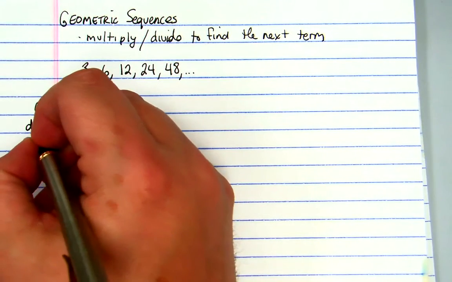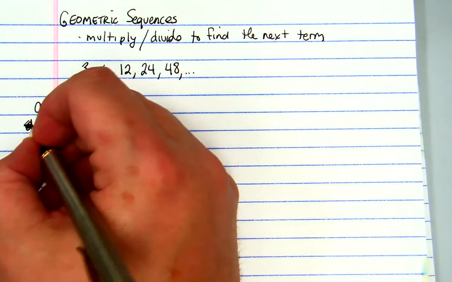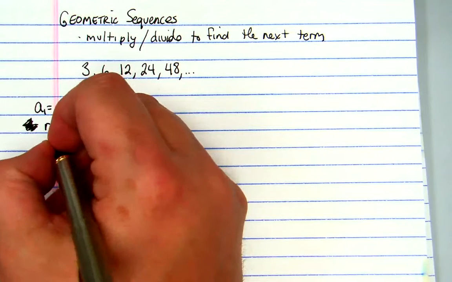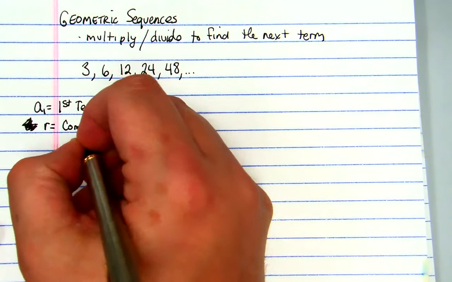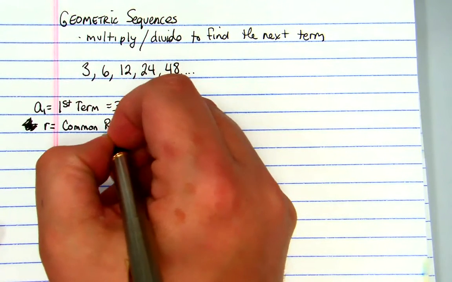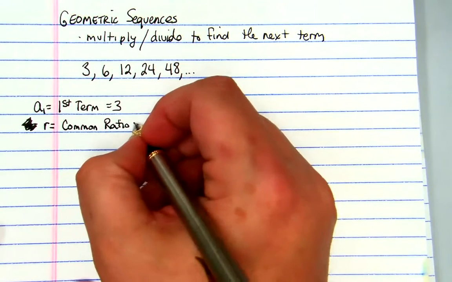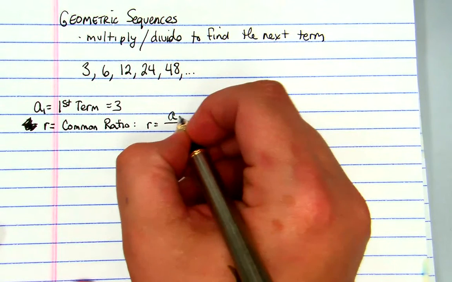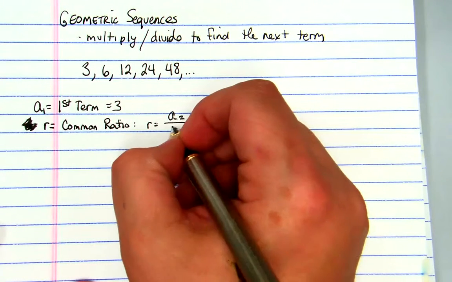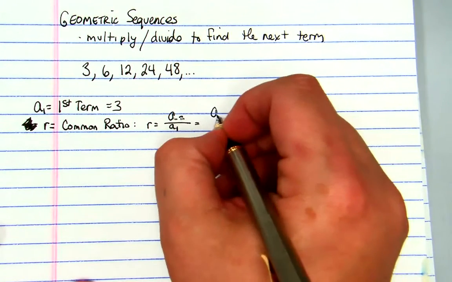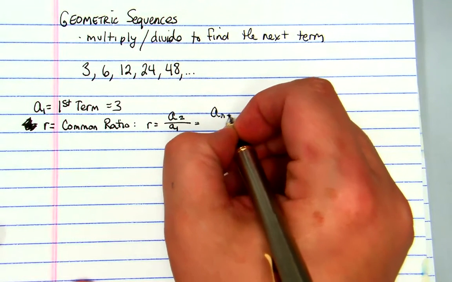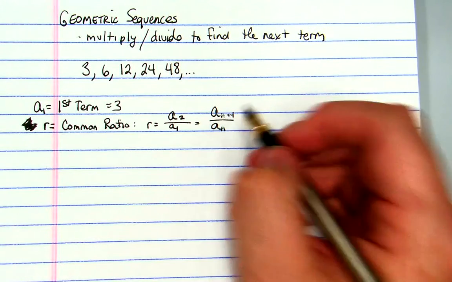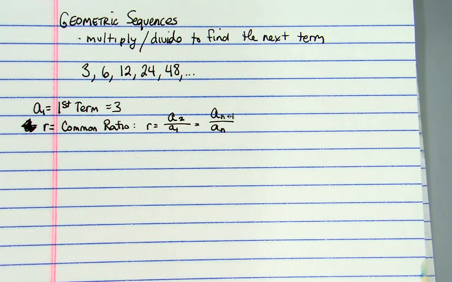You're still going to get a d, or d was used for distance. We're going to use r, and this is going to be called the common ratio. And in order to figure this out, r is going to be equal to, for example, a sub 2 over a sub 1, or generally speaking, a sub n plus 1 over a sub n. So it might be term 4 divided by term 3.